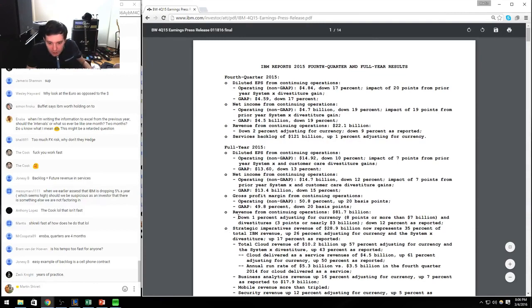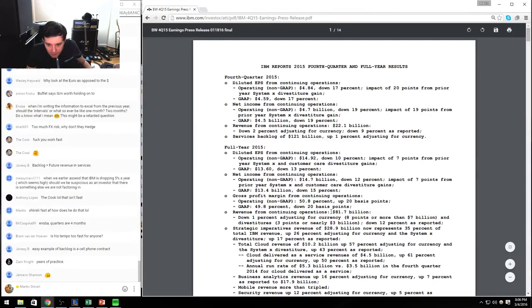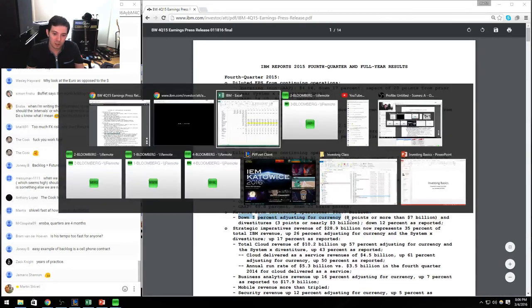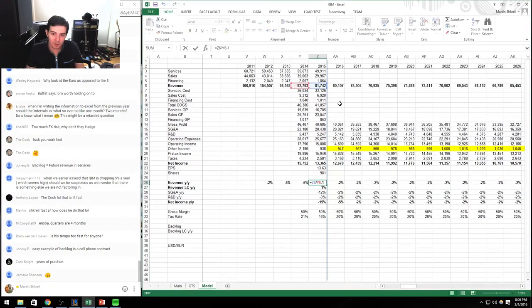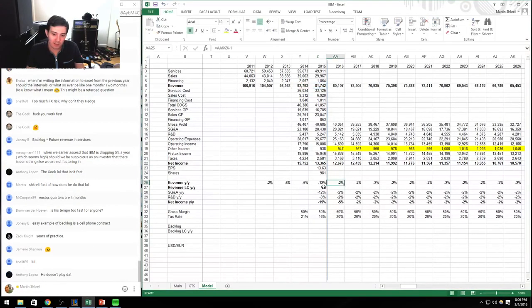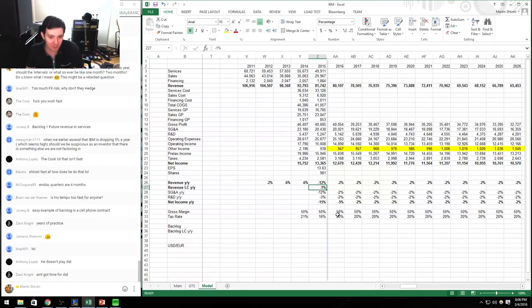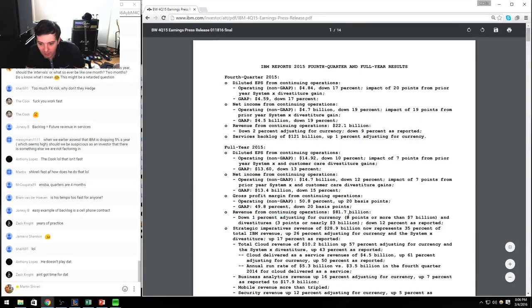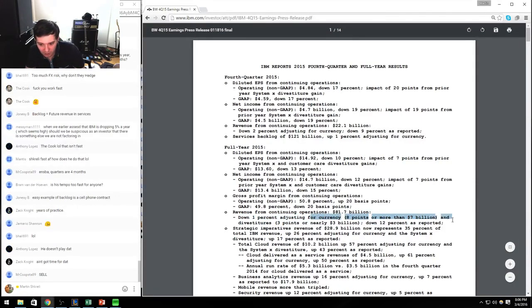All right, so you see here, this is another thing I want to point out as you read through this. It says revenue from continuing operations is $82 billion, down 1% adjusting for currency. So here it says down 12%. But now they're trying to tell us it's down 1%. Well, I don't believe you. Explain to me why it's not down 12%, it's down only 1%.